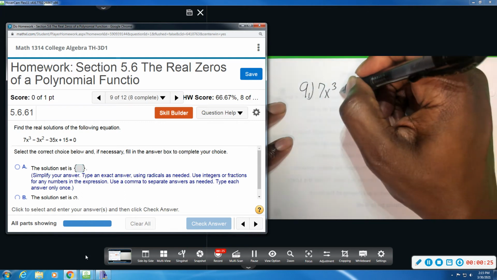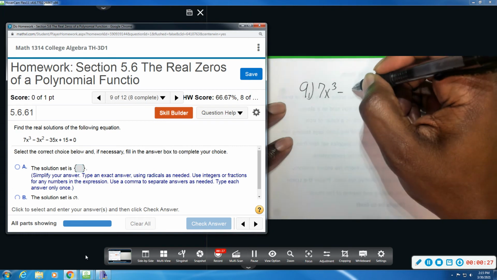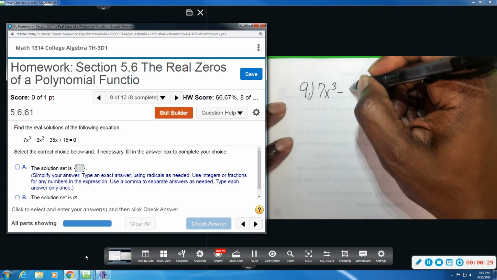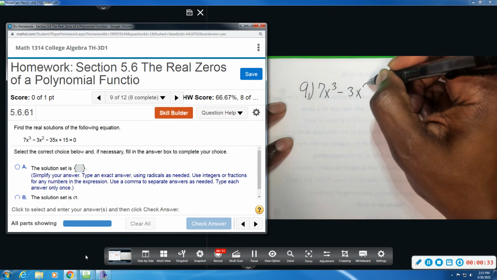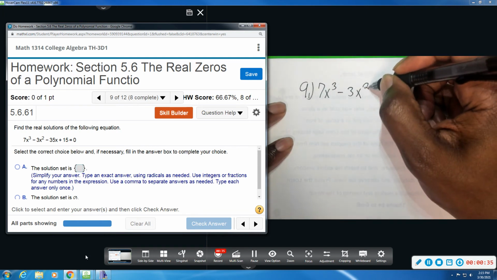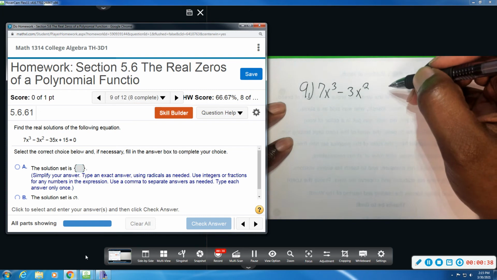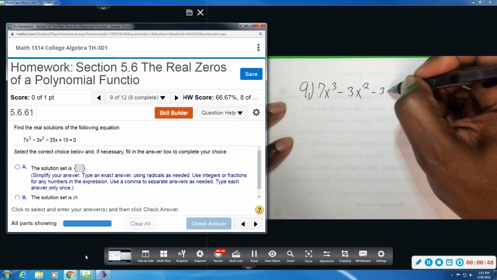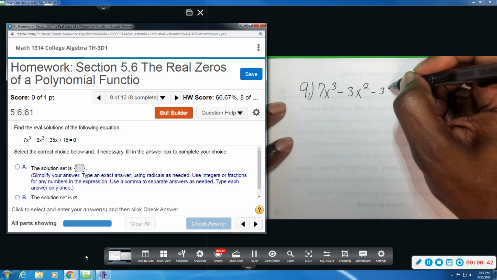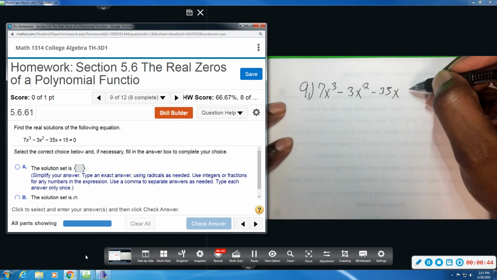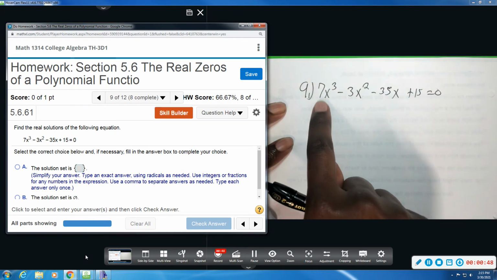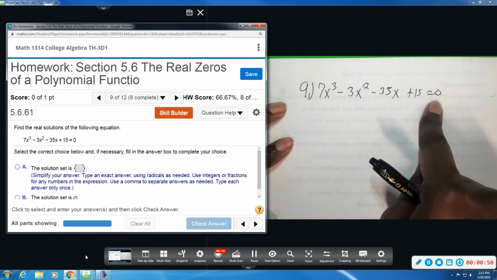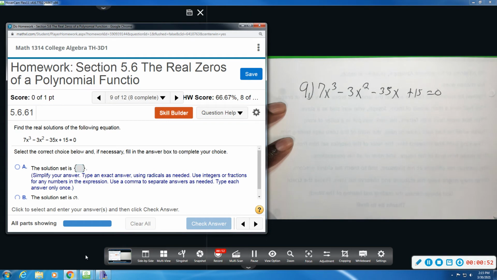All right, so we have a method for factoring quadratics. So if we have something squared. However, this problem has a term bigger than squared. We have x cubed. So we have to use a different method here. So minus 35x and then plus 15. All right, if you have 4 terms like this, cubed, we can try factor by grouping.